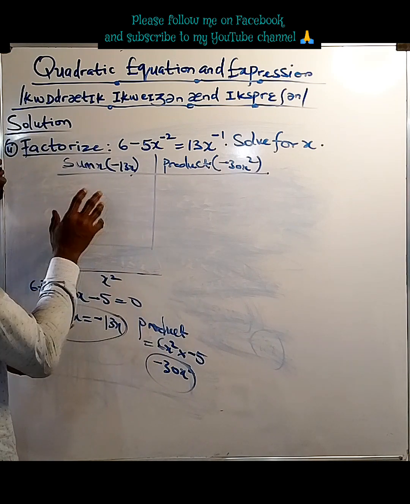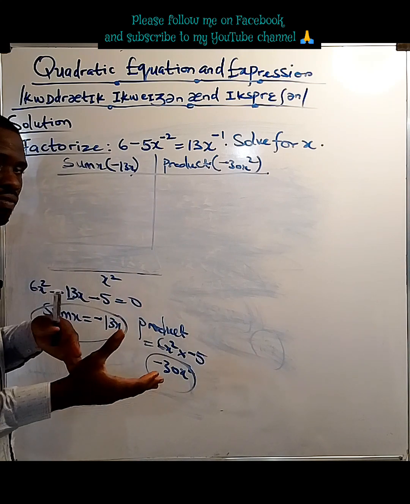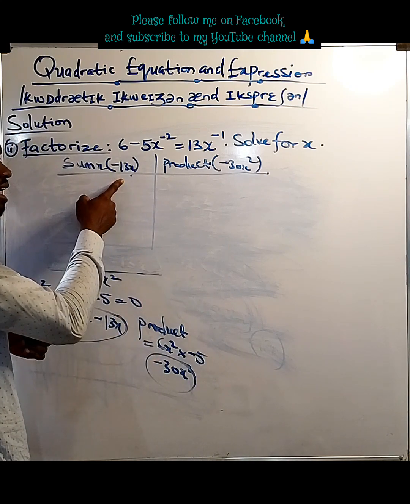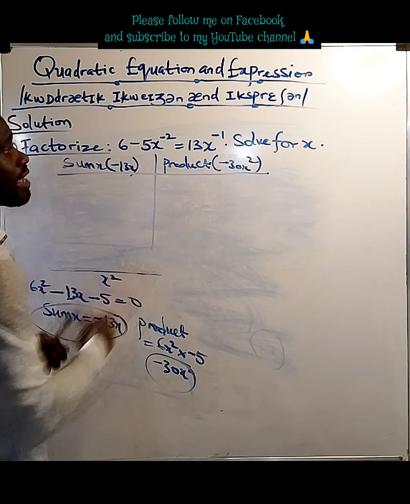So the question is, what are the two factors we're going to bring together? By the time we combine them, one will be positive, the other will be negative. By the time we combine them, we're going to get minus 13x. And by the time we multiply them, we're going to get minus 30.